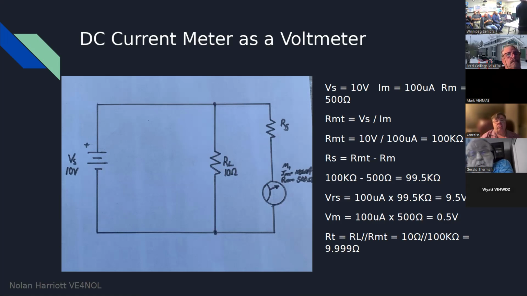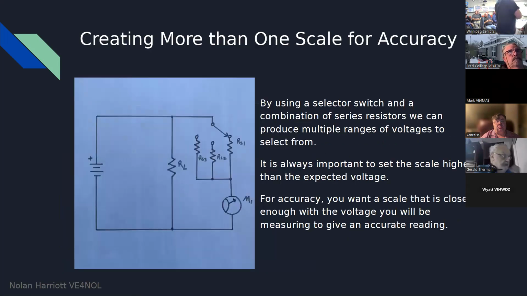Again, I'm showing you this to see how similar the circuits look. The meter actually looks like a circuit. You can see it's got a series resistor. The meter itself is two resistors in series with each other, which are in parallel with our load resistance. And then again, obviously we create more than one scale for accuracy by adding multiple options for series resistors. And again, it's always important to select a scale higher than what's expected, and for accuracy, try to get that as close to the reading that you're actually reading.